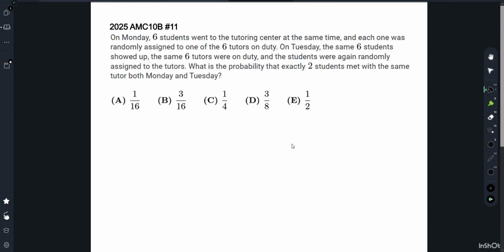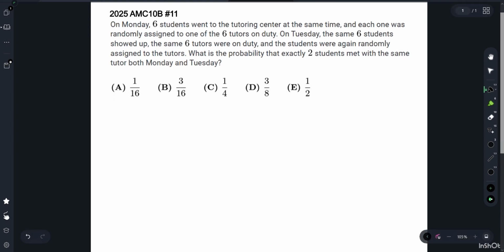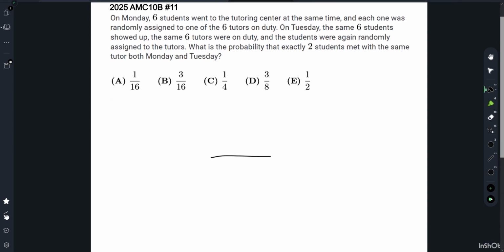Realistically, we do not care about the number of arrangements on Monday, as we only care about Tuesday here. So now let's take a look at Tuesday. The denominator is if there's no condition, which is 6 factorial. There's 6 factorial ways to arrange the students with the tutors.